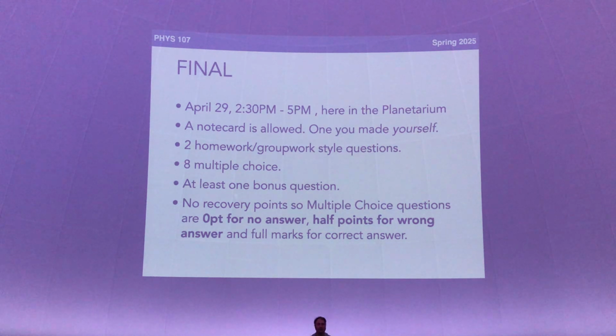This last class I want to do prep for the final. It's very similar to the midterm, except for this part. Zero points for no answers, half points for a wrong answer, and full points for a correct answer. Basically, answer the multiple choice, right? Because there are no recovery points for that level like we did in the midterm, because I simply don't have enough time to hand it back to you, get your corrections, and then fix it.